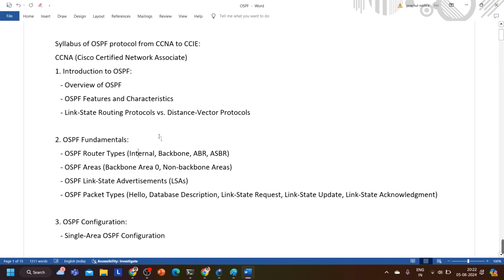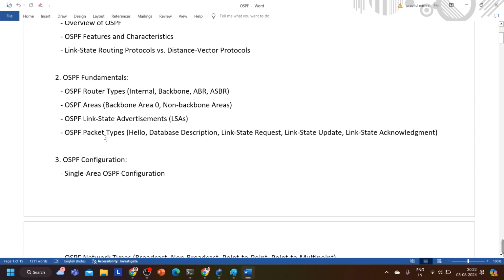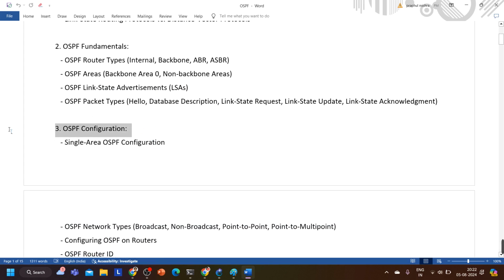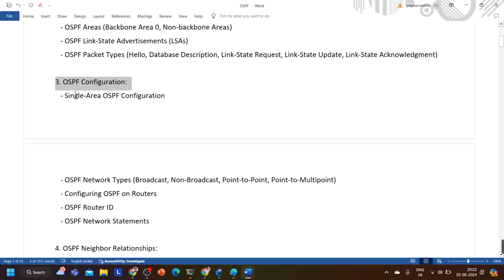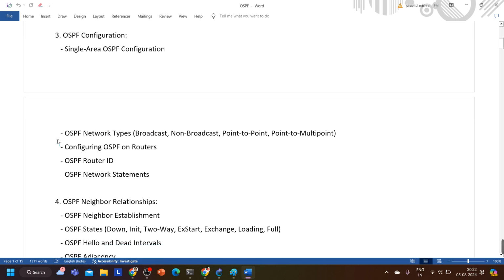So in the CCNA syllabus, you will see OSPF fundamentals like types of messages, link LSAs, routers, types of areas. After that, the basic configuration, how to configure OSPF, how to change hello time, network type, right? Single area OSPF configuration means running the OSPF routing protocol on multiple routers in the same area, right? We have the areas concept, guys, don't worry, we will discuss it in the upcoming days.